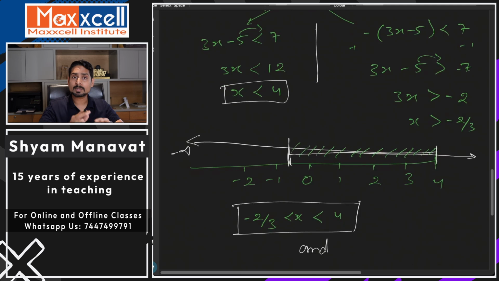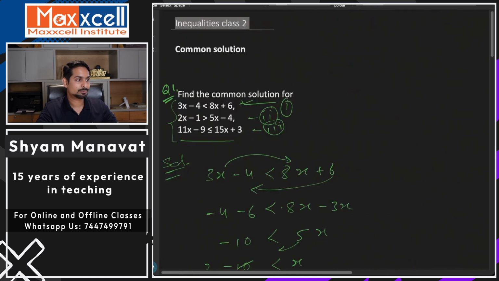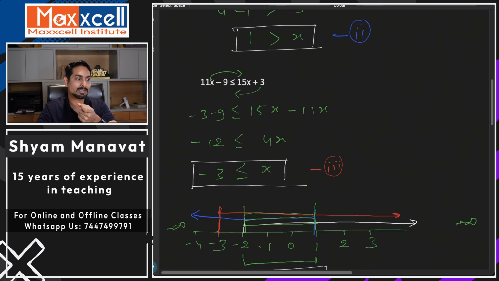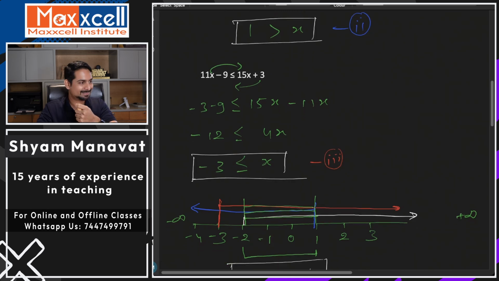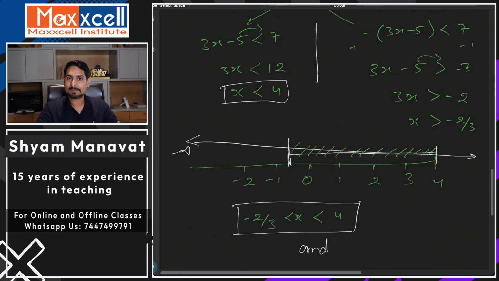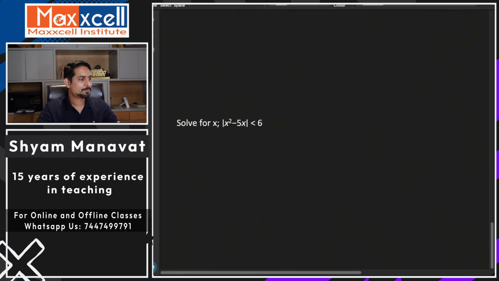Yeah, it is not necessary to get common area. Understand, in the previous lecture we have been asked to find the common solution, so we have to find the common area, we have to consider the common area only. Yes, all right. Okay, with this we'll go to the next question.